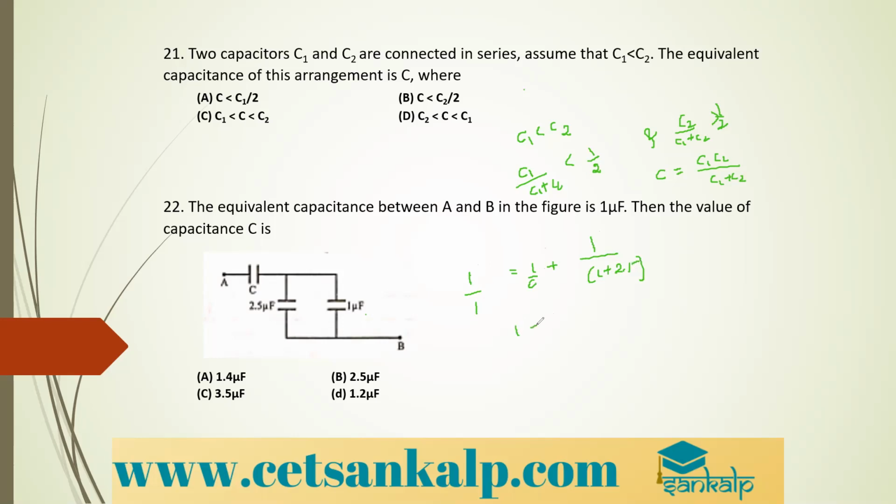This is equal to 1 by 1 is 1. That is equal to 1 by C plus 1 divided by 3.5. Therefore, if I simplify this equation for C, I am going to get it as 1.4 microfarad. Okay. Then our next question.